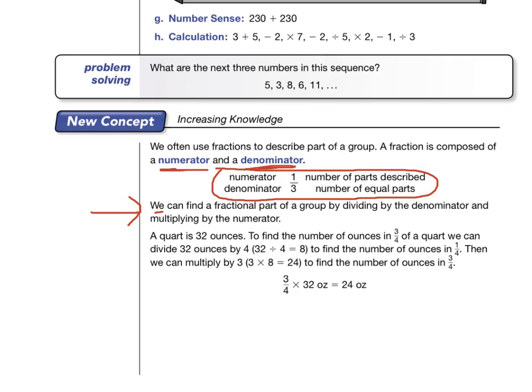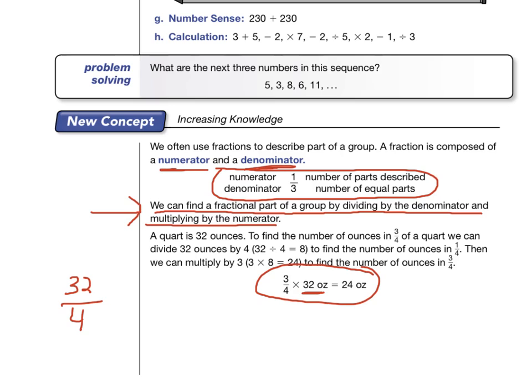All right, so to find fractional parts of a group, we want this in our notes: we can find a fractional part of a group by dividing by the denominator and multiplying by the numerator. For example, to find 3/4 times 32, it involves 2 steps. Take the 32 and divide it by 4, the denominator. That gives me 8, and then we multiply that by the numerator. So 8 times 3 is 24. And that's one way to find fractional parts.